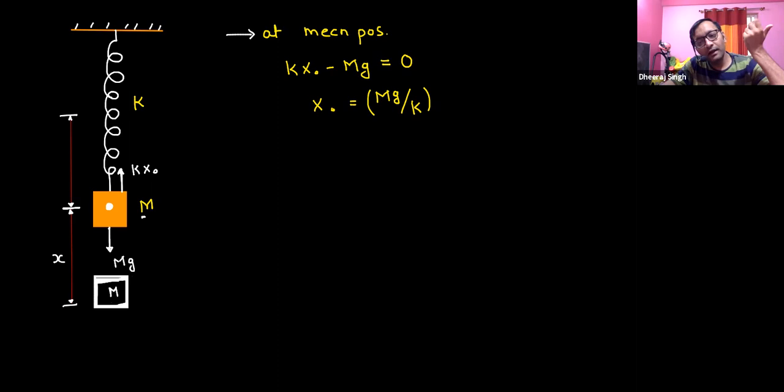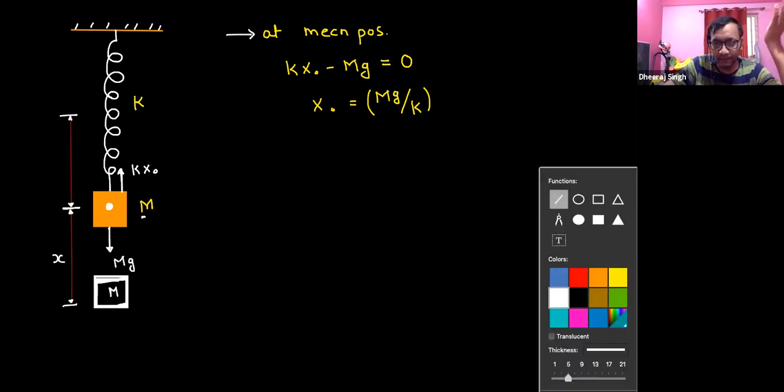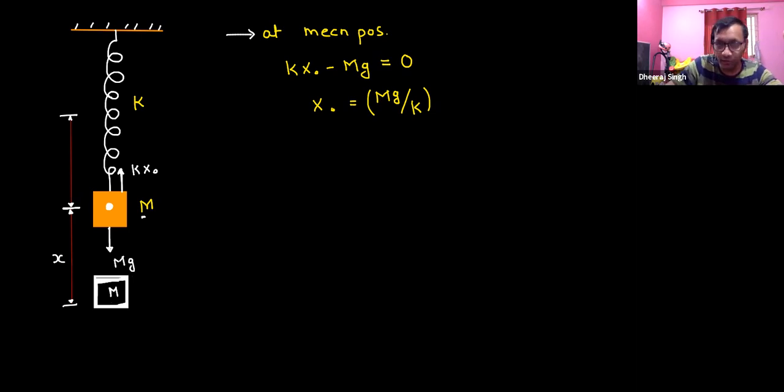Kx naught was anyway there. It doesn't need a displacement of x. Because of x displacement, Kx is the only force. But if you say no, I'll find out the total net force, then you can do that. Total net force is Kx plus x naught minus mg. mg is also there then.